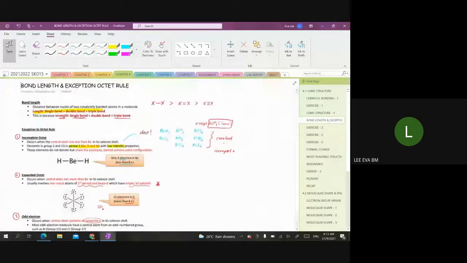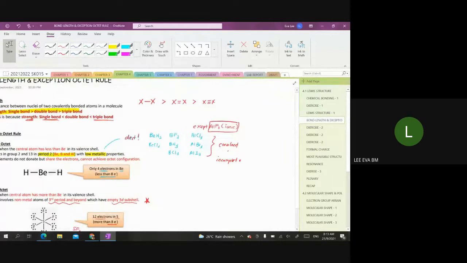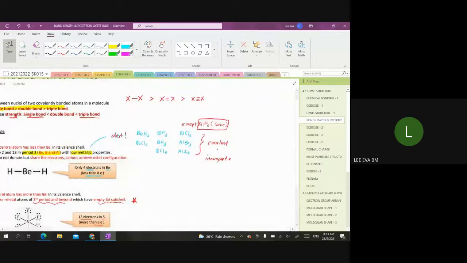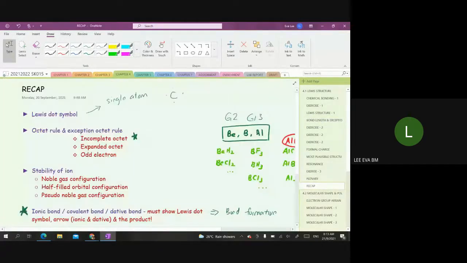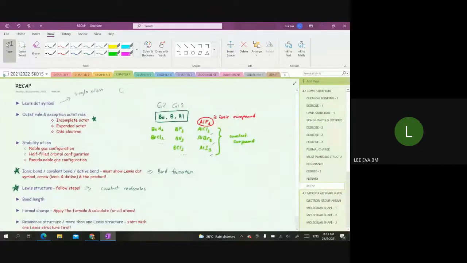When we talk about the octet rule exceptions, madam has already given you the notes. But if you forgot to jot down, you can do it now: beryllium, boron, aluminium. Except aluminium trichloride is ionic, the rest of them are covalent and obey incomplete octet.